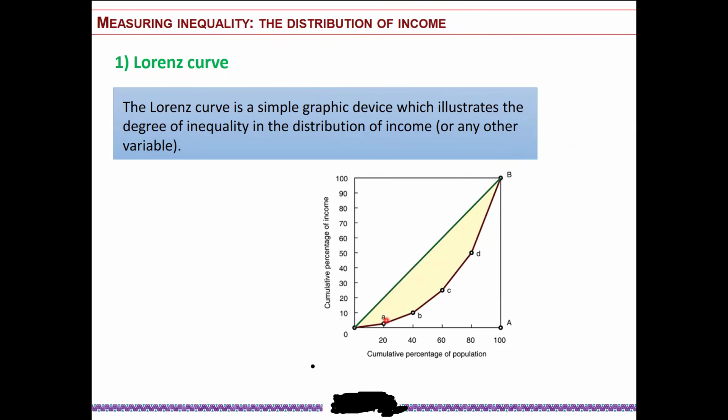Then this gap here is called the area of inequality. So this line is the line of equality, which shows perfectly equal distribution of income, and this gap here is called the area of inequality. Now this one is the Lorenz curve.